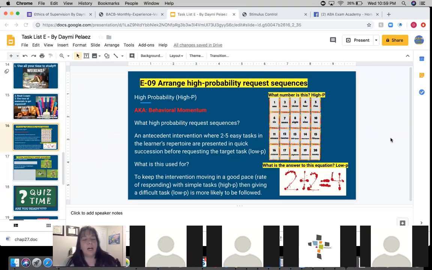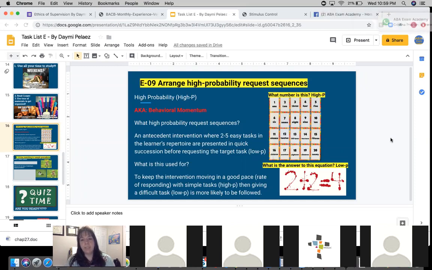Okay, we're back. We are on E9, arrange high probability request sequence. We were going over how we use this to have a good flow, to make sure our intervention is moving at a good pace. We give the simple tasks, which are considered high P, and then we give a low P, which is considered a difficult task.